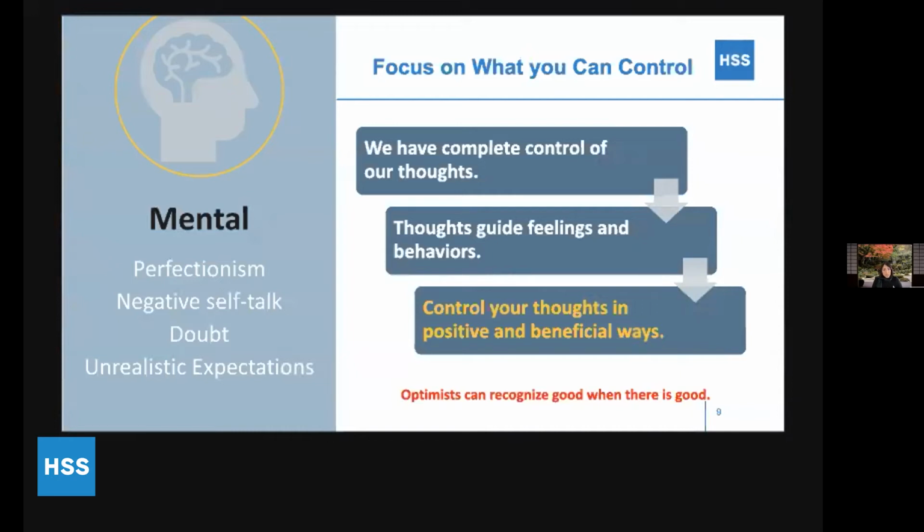Focusing on what you can control can help gain balance. For example, we have control over our thoughts, and our thoughts guide our feelings and behaviors. The goal is to control your thoughts in helpful ways.